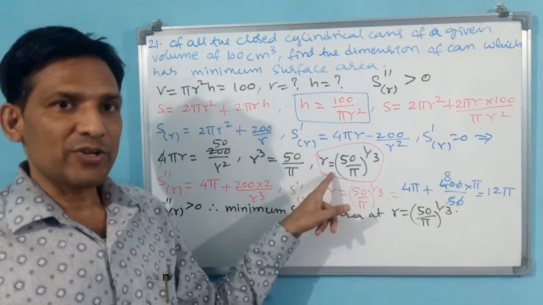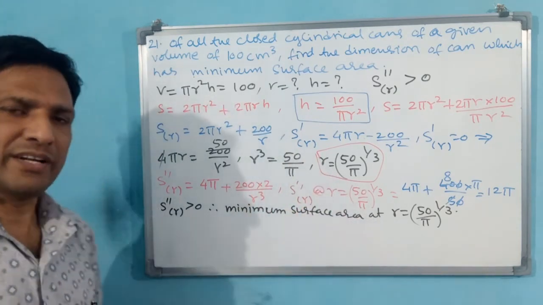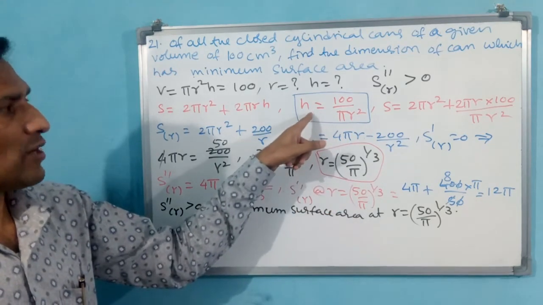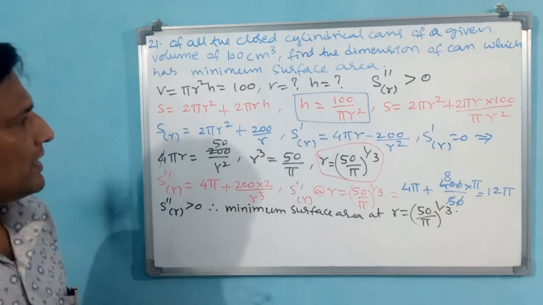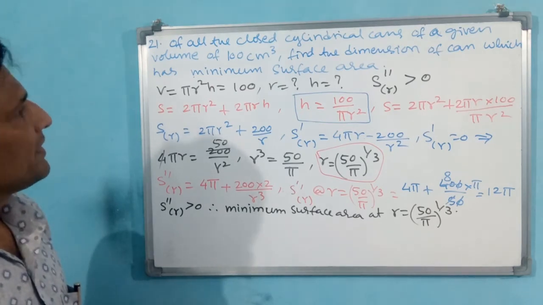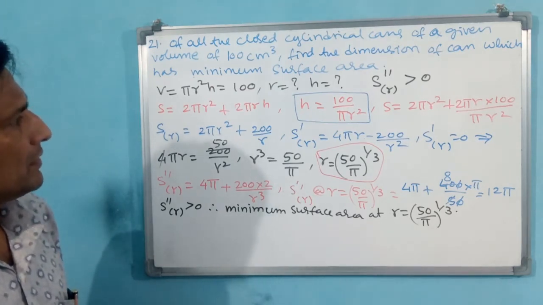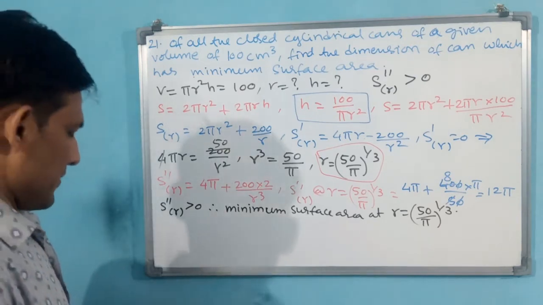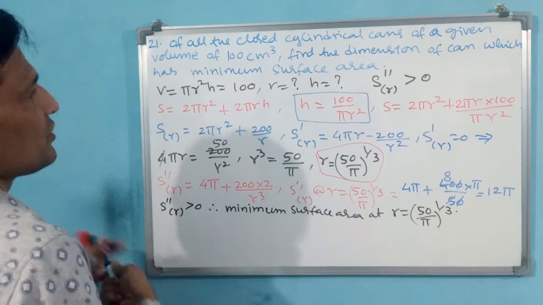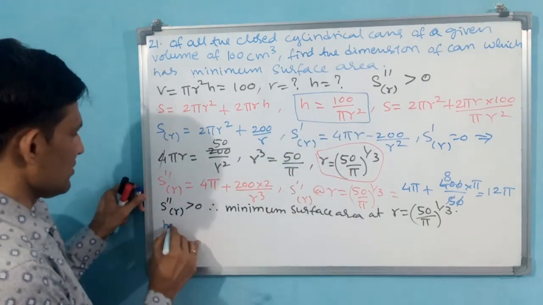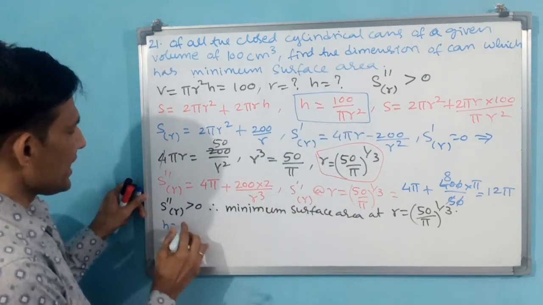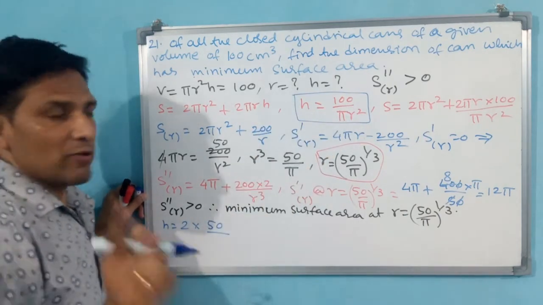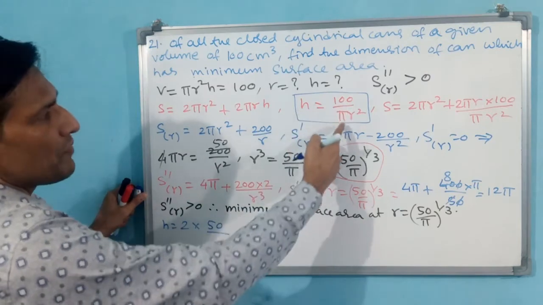Dimensions means one dimension you have got. See, for a cylinder there are only two dimensions, radius and height. One dimension r is there, another dimension h you have to find from here. Okay, write down. Okay, we will find. h is equal to 100 by pi r square. You see, h is equal to 100. See, shall I write 2 into 50? 100. Why I have written this, you are going to understand. 2 into 50 by pi r square.